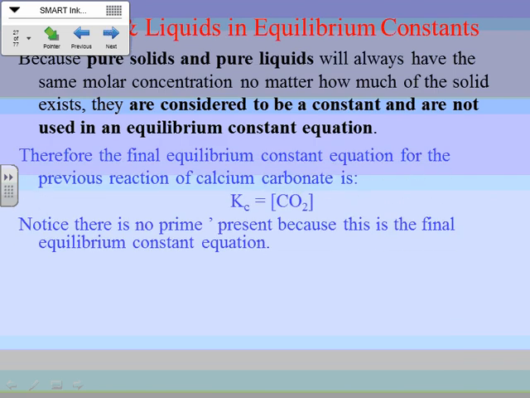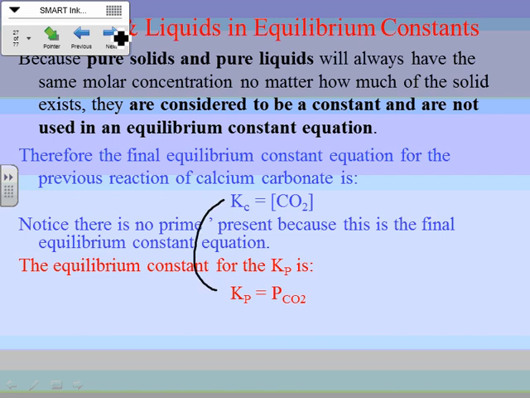Okay, so now this is our final form. Now if we wanted to write that in terms of pressure, Kp equals the pressure of CO2, because CO2 is a gas, so we can write that as a gas equilibrium expression as well. And hopefully, in the last set of notes, the relationship between these two things kind of made sense. We'll talk about that in class again today.